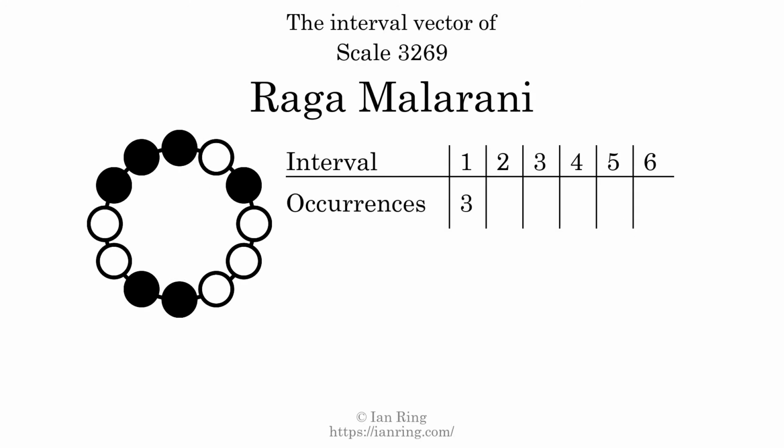There are 3 intervals with the size of 1 semitone. They are here, here, and here. There are 2 intervals with the size of 2 semitones. They are here, and here. There are 2 intervals with the size of 3 semitones. They are here, and here.